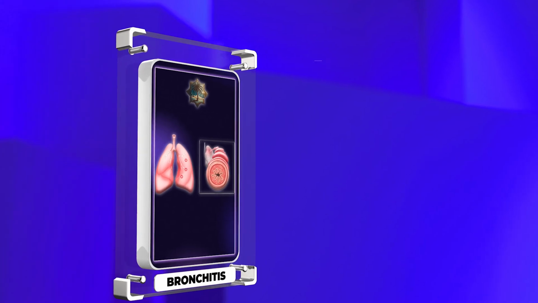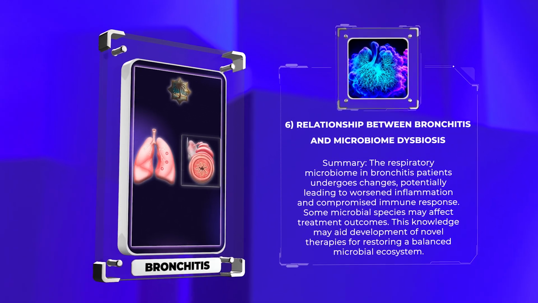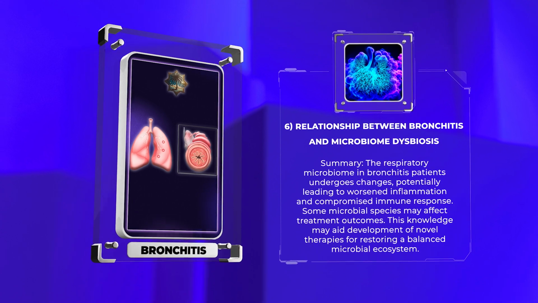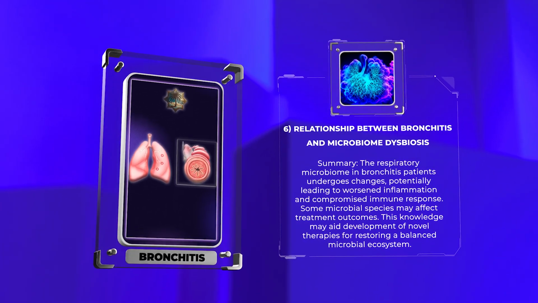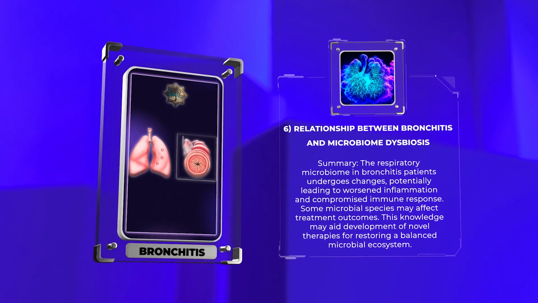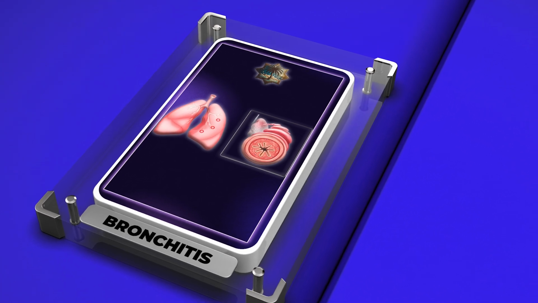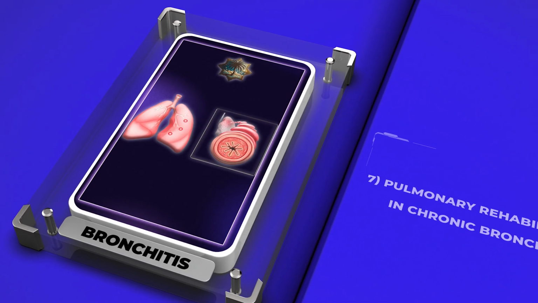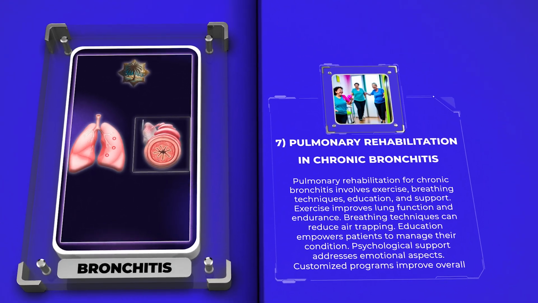Summary: the respiratory microbiome in bronchitis patients undergoes changes, potentially leading to worsened inflammation and compromised immune response. Some microbial species may affect treatment outcomes. This knowledge may aid development of novel therapies for restoring a balanced microbial ecosystem. Pulmonary rehabilitation for chronic bronchitis involves exercise, breathing techniques, education, and support. Exercise improves lung function and endurance.